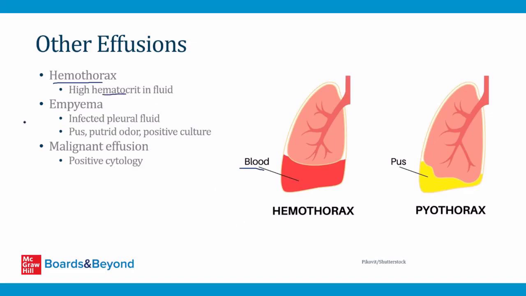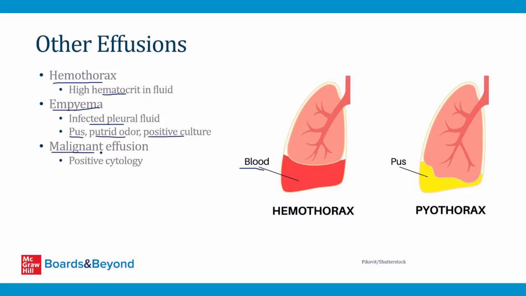fluid sample. I mentioned an empyema before, but an empyema is an infected pleural effusion, so the pleural fluid has become infected. These are common in patients who have pneumonia, who develop parapneumonic effusions. Those patients have bacteria in their lungs causing pneumonia, and once they develop a parapneumonic effusion, the bacteria can sometimes spread into the pleural space. Key findings here are that the pleural fluid sample will have pus in it. It can have a putrid odor from bacteria. And when you send it to the lab for culture, the culture will be positive.